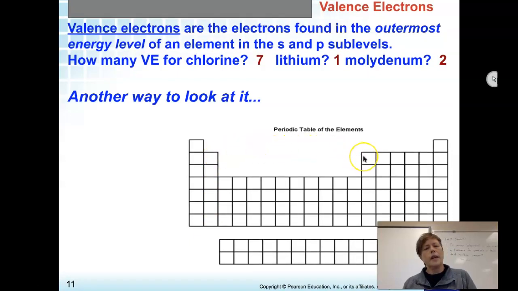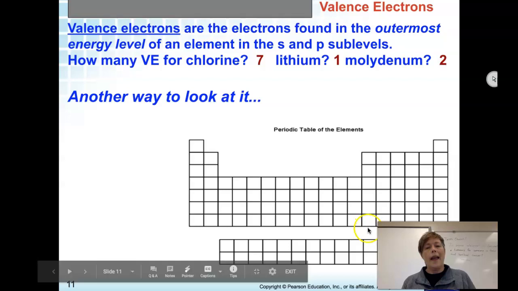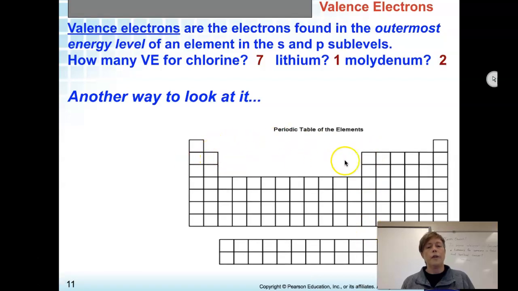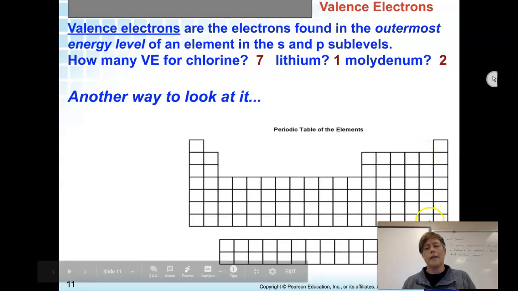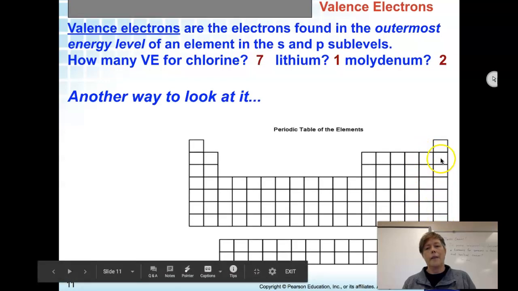As we go across here, we're in the p area. We always fill the s before we fill the p, and they're always in that same outermost energy level. So this would be all p1s. This would be 2p1, 3p1. And it would be then 1, 2, 3 valence electrons. Here you would add 4. This would be 5, 6, 7, and 8. And I'm being very careful when I do the 8. Why? I have helium sitting here.